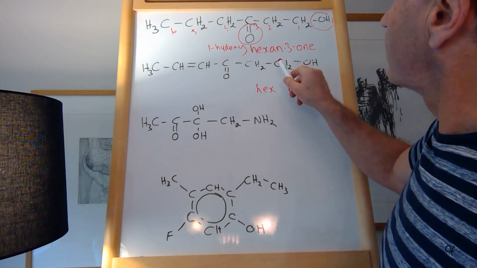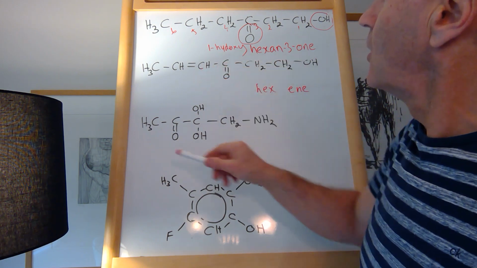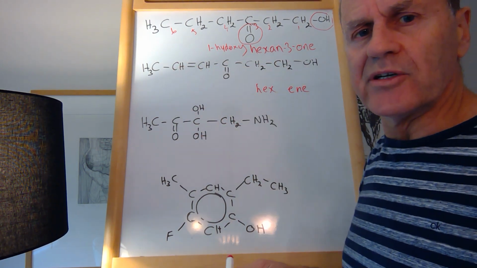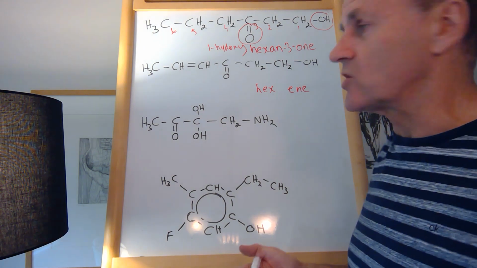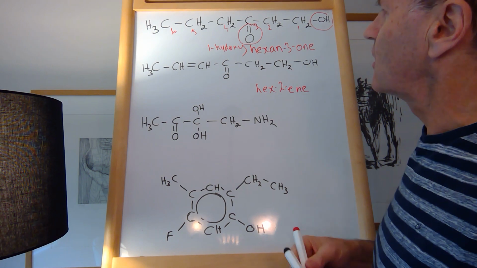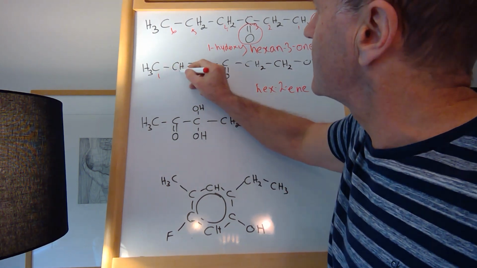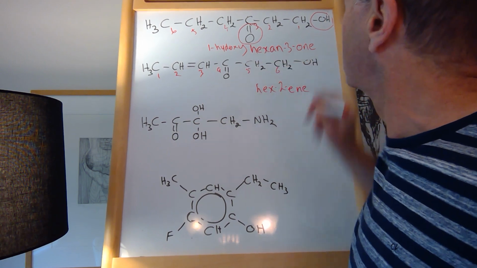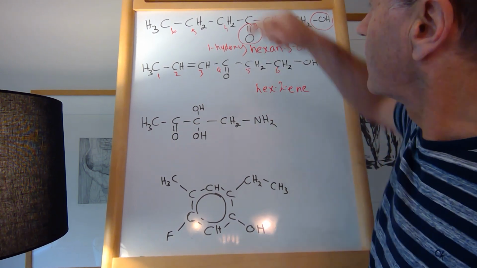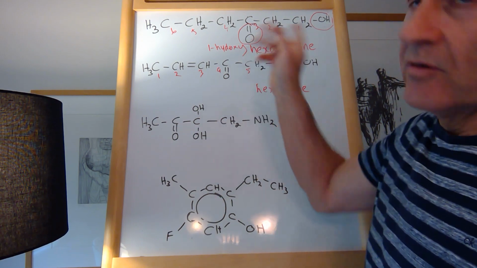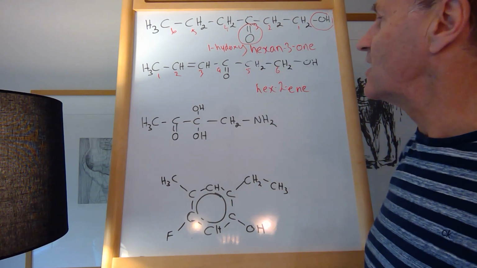And once again we can count from here, 1, 2, 3, 4, or 1, 2. And so the smallest number of carbon that the double bond is attached to is number 2. So it's hex-2-ene. And that means we've started counting from this end. So that's already quite a radical difference between the way we named this molecule, 1-hydroxyhexan-3-one, and this one, whatever this may be when we finish naming it.